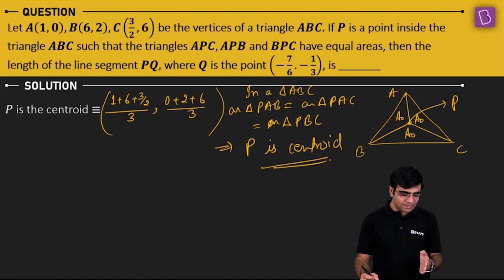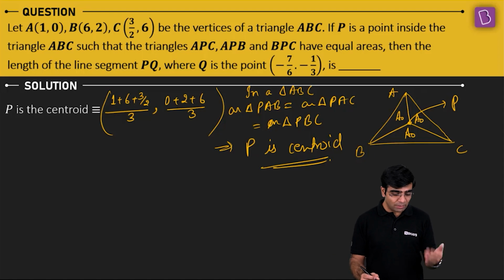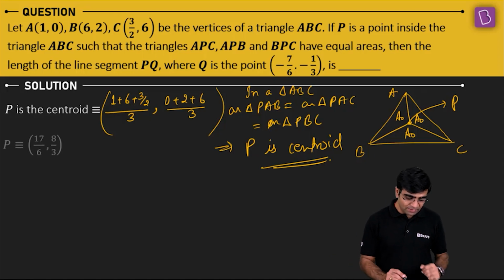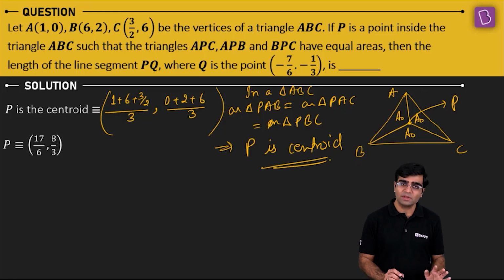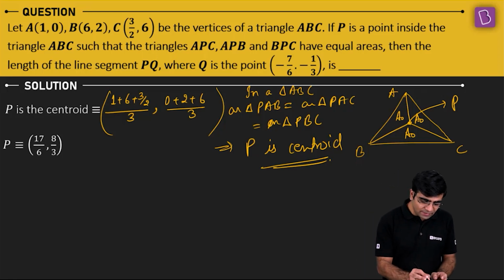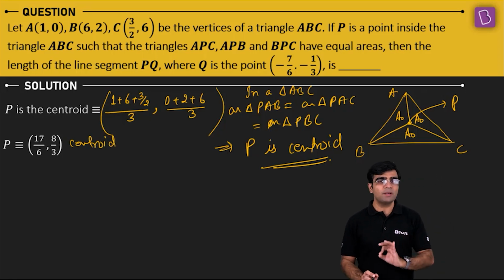So what is 1 plus 6? 7. 7 plus 3 by 2 is 17 by 2. 17 by 2 divided by 3 is nothing but what? 17 by 6. And similarly, 6 plus 2 is 8. 8 by 3 is simply 8 by 3. So we got the centroid as 17 by 6, comma 8 by 3.